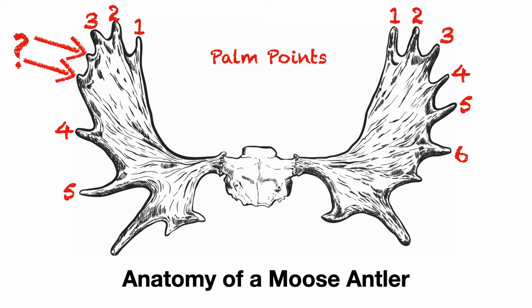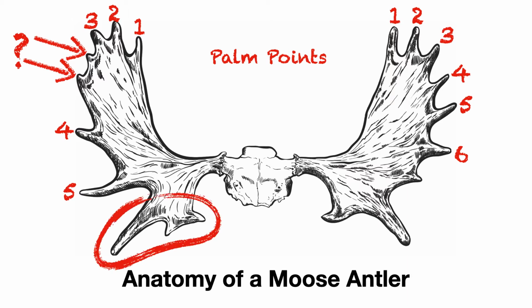And by the way, while we're talking about palm points, the palm points have nothing to do with the legal requirement for a moose. We don't have a minimum palm point requirement. But as I said earlier, those palm points can help determine the overall spread if they're sticking out past the main palm like they are in this case, and like they do most of the time.